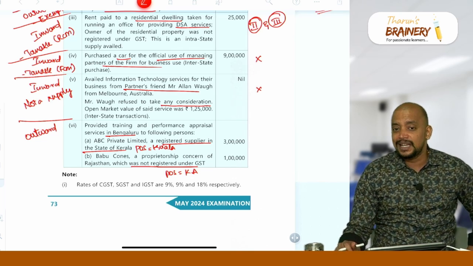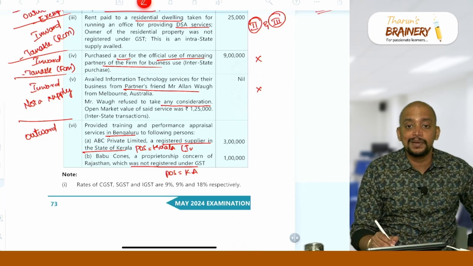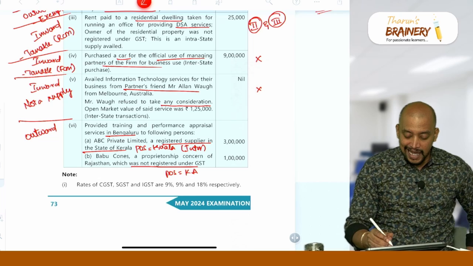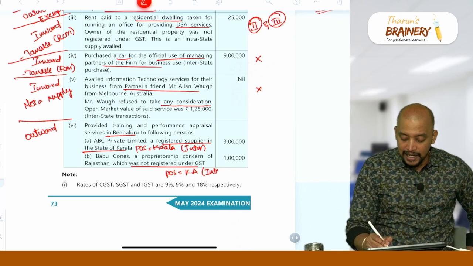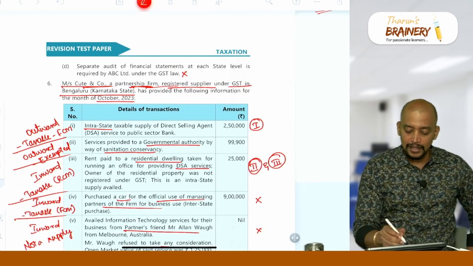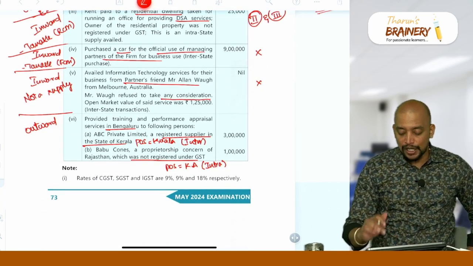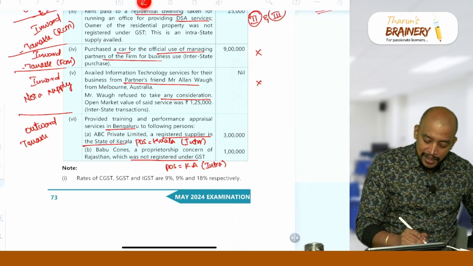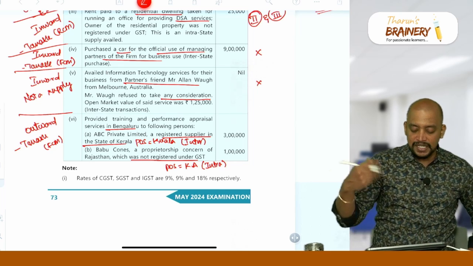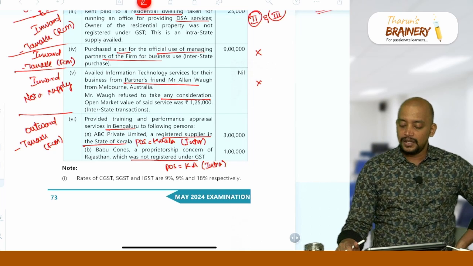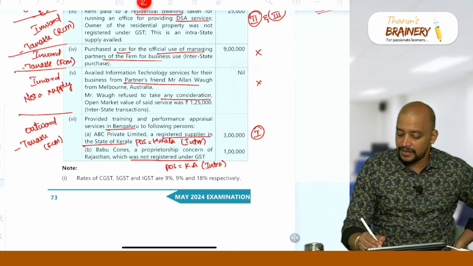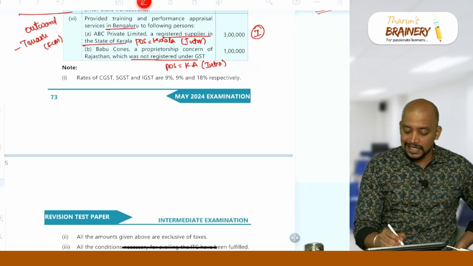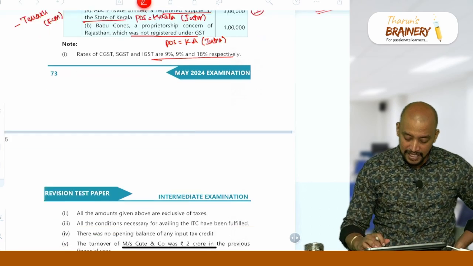So first one will be inter, because supplier is in Karnataka and place of supply Kerala. Second one will be intra. Why? Supplier in Karnataka and place of supply also Karnataka. Therefore it is intra. It will be outward, taxable under FCM, because training and performance appraisal is not under RCM. Okay, so it should come in which statement? First statement. Then rate of CGST, SGST and IGST are 9%, 9%, 18% respectively.